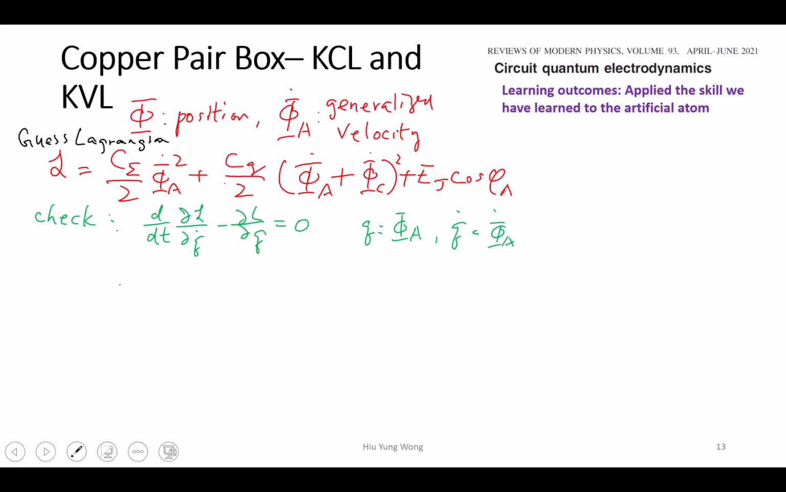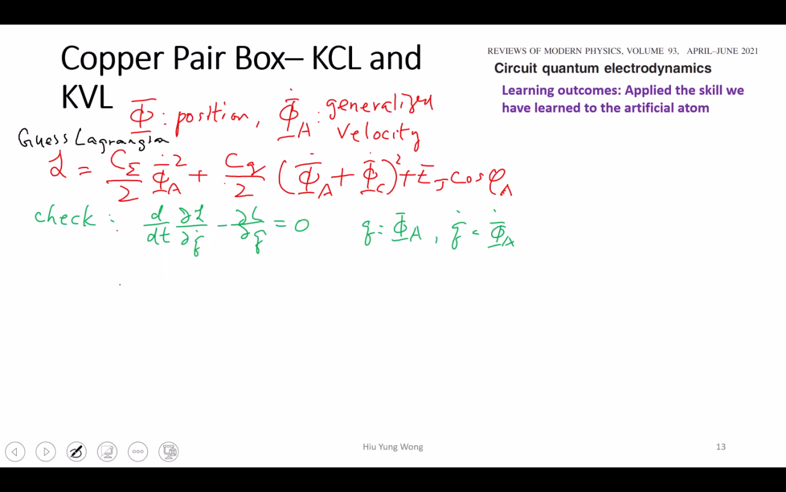So what I did is I used KCL, KVL to come up with the equation of motion. And you actually can solve it already. However, it is not quantized. It's useless. That's why the second step is that I need to guess the Lagrangian. If you're familiar with the math, you probably can guess it right away. But here I just give it to you, it's given in the paper. But then the second thing is you need to check to make sure this is the correct Lagrangian. So we will plug into this equation, right?